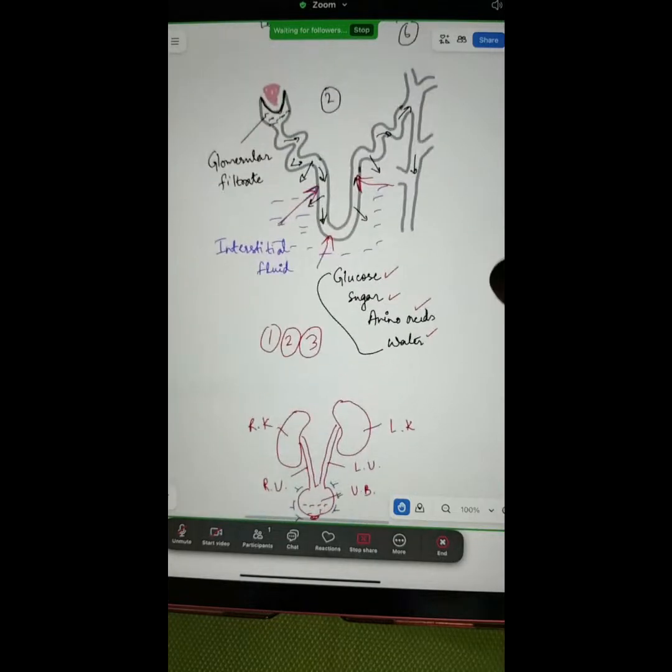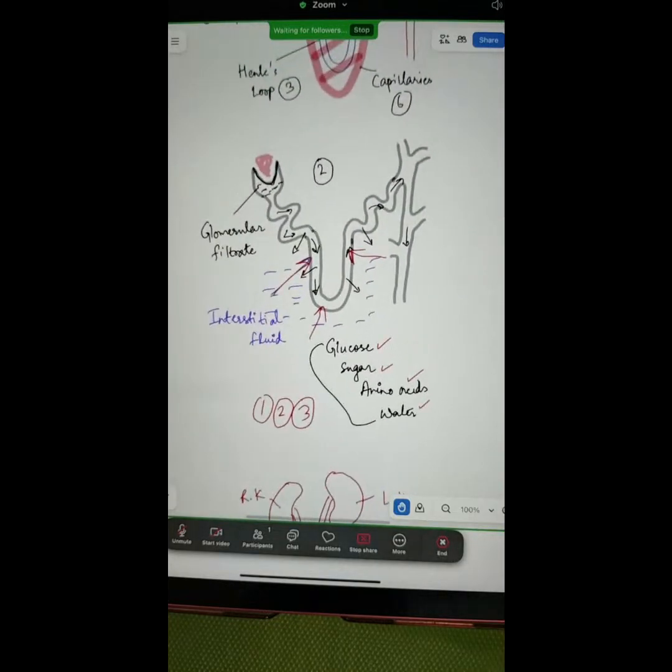So in today's video, we have understood the excretory system and the details of how it takes place in plants and in animals.